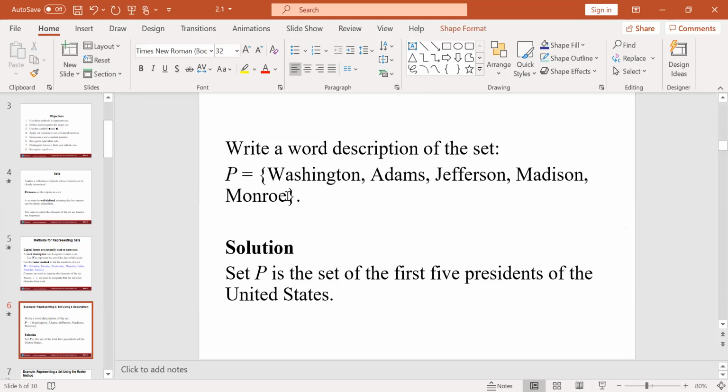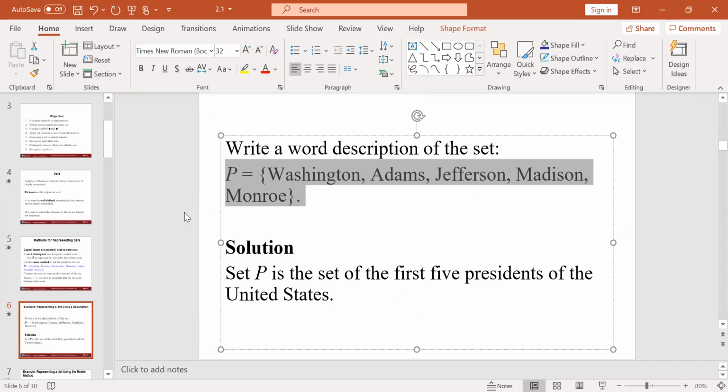Let's say you have the set P, capital P, and you say capital P is the set Washington, John Adams, Thomas Jefferson, James Madison, James Monroe. It's James, right? James Monroe. I think it's James Monroe. A word description of that set, well, that's just the set of the first 5 presidents of the United States, or at least their names.